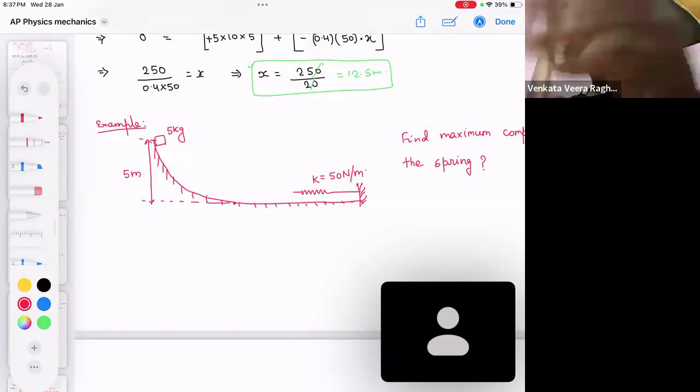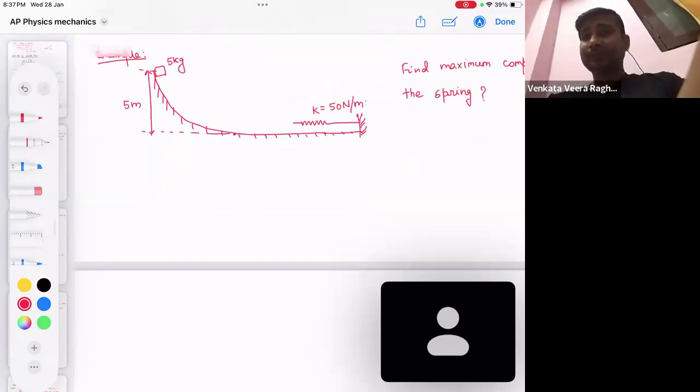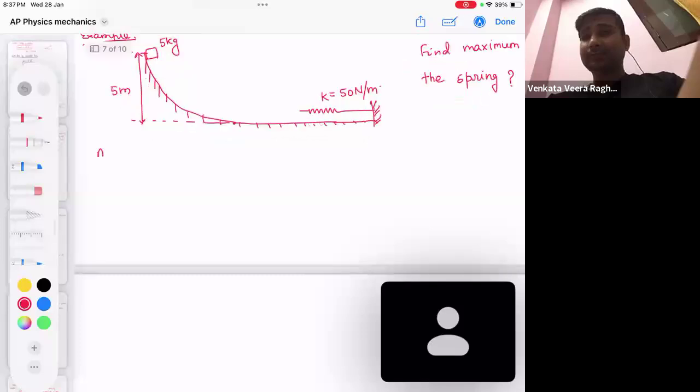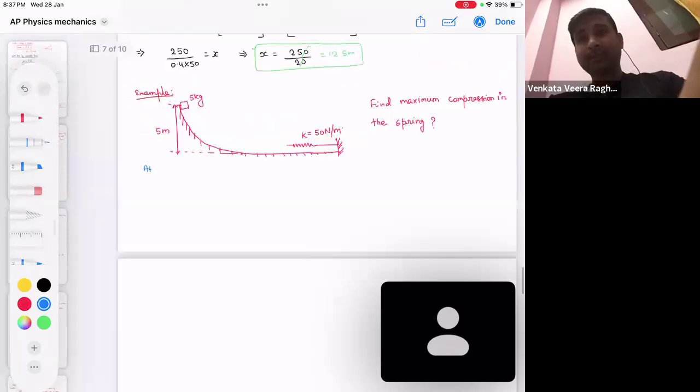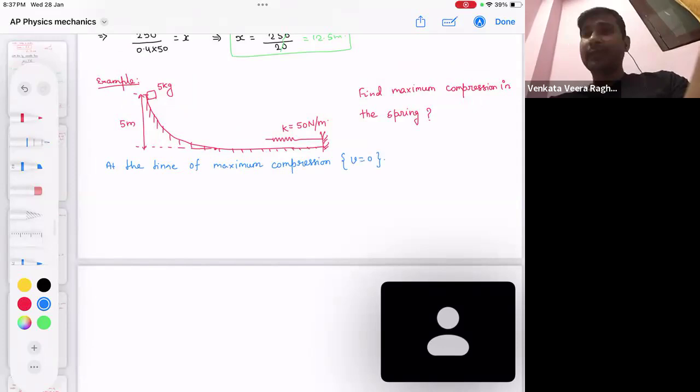See, again apply the work energy theorem in this question also. At the time of maximum compression, what is going to be the velocity? Because the question asks at the time of maximum compression, the velocity of the particle is again going to become zero. So let's say the spring got compressed by this much, something x.